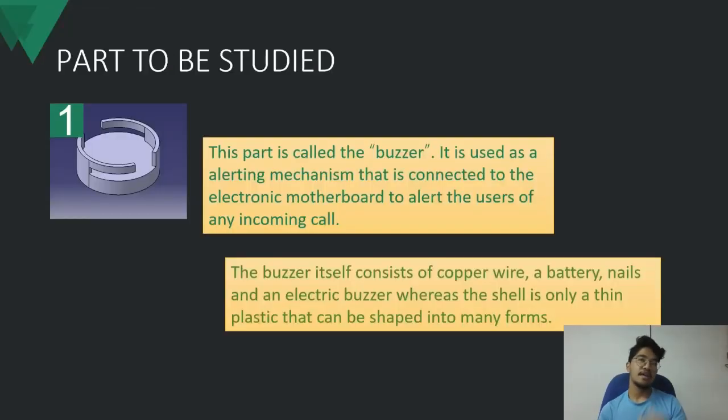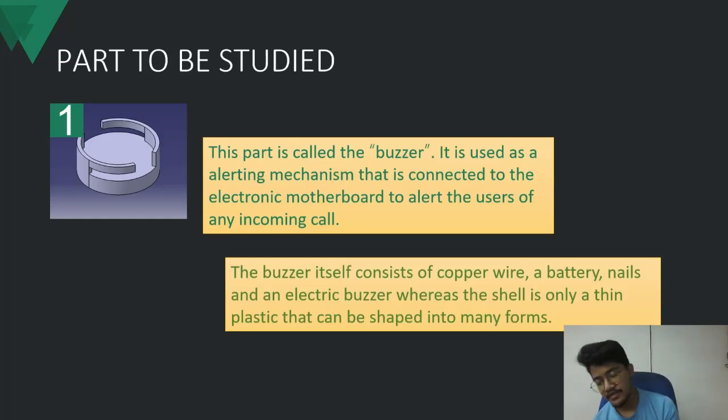So here is the part to be studied. This part, which was taken from a previous project, is called a buzzer. It is most commonly used as an alerting mechanism that is connected to the electronic motherboard to alert the users of any incoming call. So this part is most commonly found in telephones or maybe the modern smartphone.